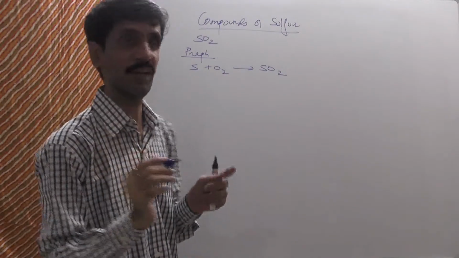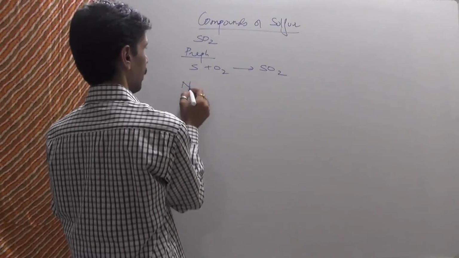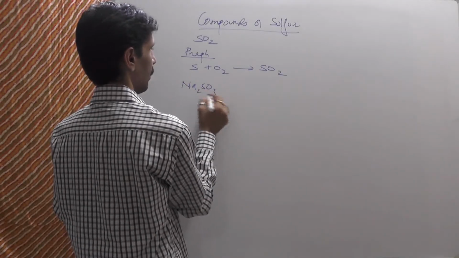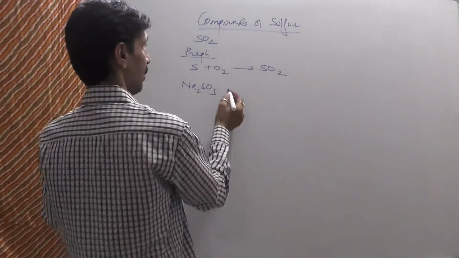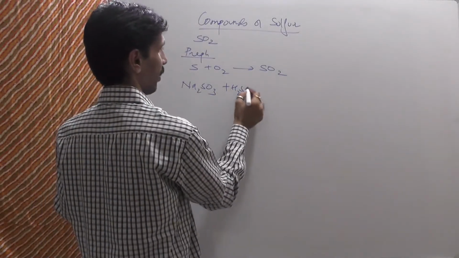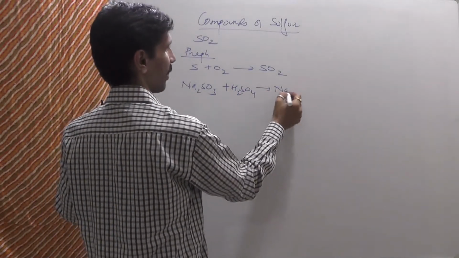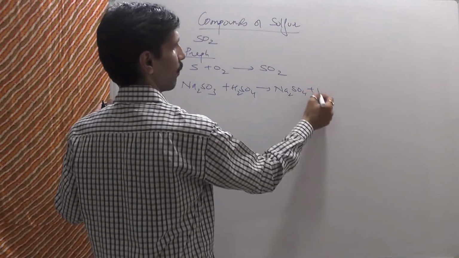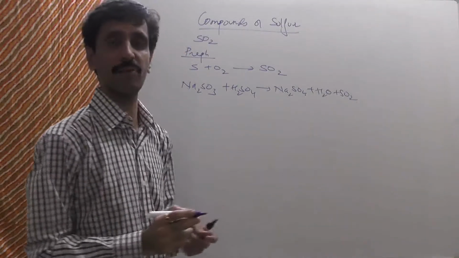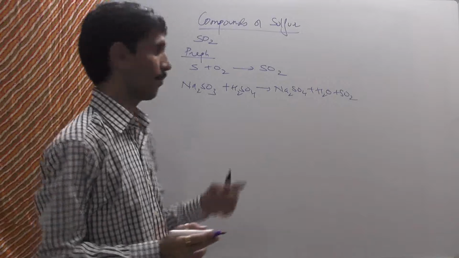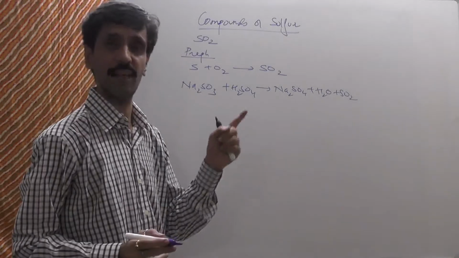Okay. Next one is there is a possibility that we take Na2SO3. Okay, that is sodium sulfite. This we are going to treat with say sulfuric acid. So as a result of which हमें क्या मिलेगा? Na2SO4 plus H2O plus SO2. Okay, so this is the way sulfur dioxide can be prepared. Okay, by what? Using sulfite.